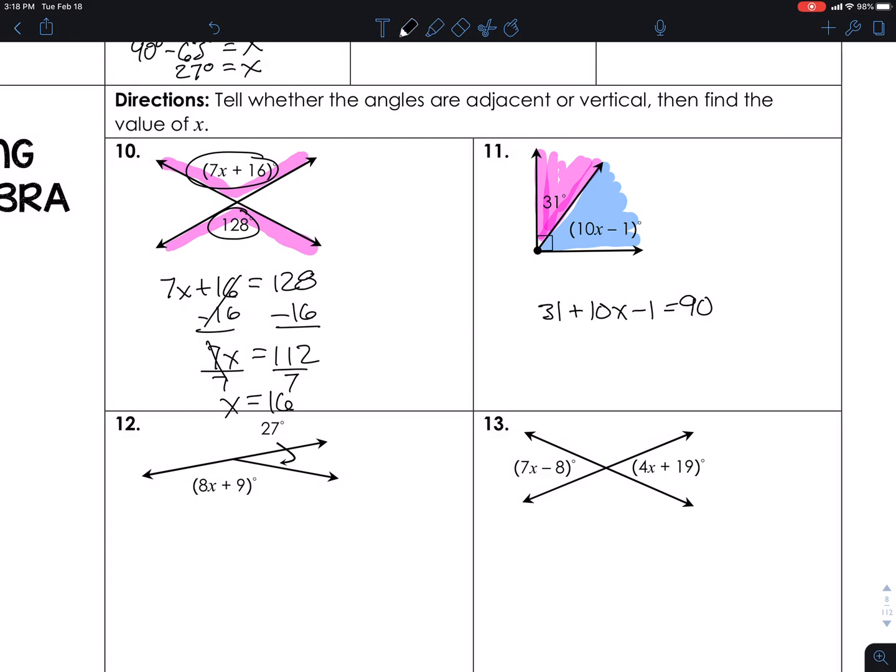Well, now I've got an equation where I just need to combine like terms first. I need to combine 31 and negative 1. What's 31 minus 1? 30. Let's put the 10x out front. So we got 10x plus 30 equals 90. Now we've got a 2-step equation. Subtract 30 from both sides. I end up with 10x equals 60. Divide by 10. And I get x equals 6. Okay. And you can check it out. I can put that 6 back in here. 10 times 6 is 60. Minus 1 is 59. 59 plus 31, throw that in a calculator. You should get 90. 59 plus 31. Okay.